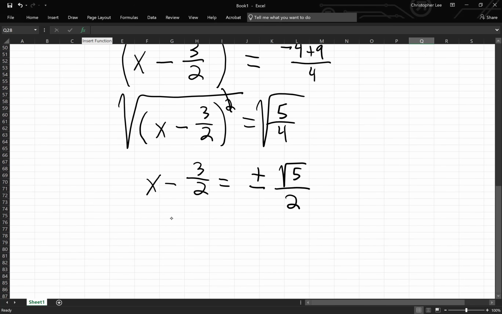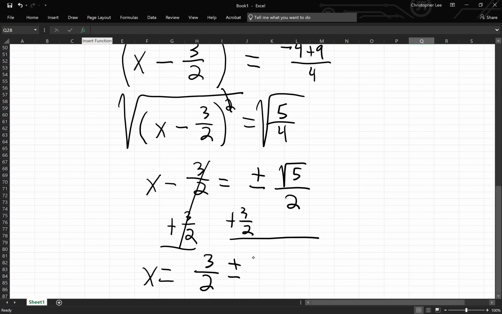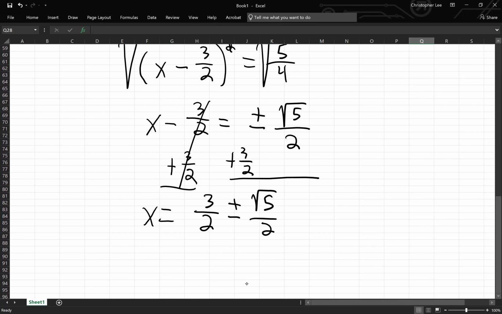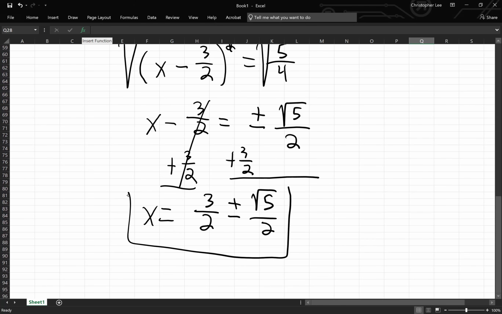Very good. So we're going to add the 3 over 2, right? We're going to isolate that. Very good, right? So here's my final answer. X equals 3 over 2 plus or minus square root 5 over 2. If you want to give me the answer like this, I'll take it. Remember, you must have that plus or minus there.